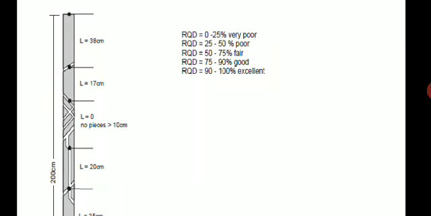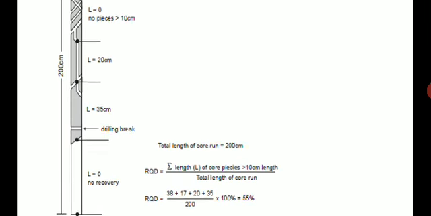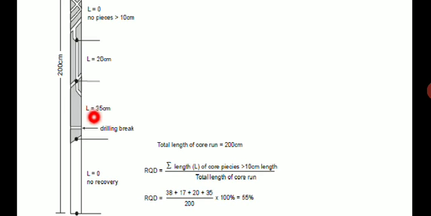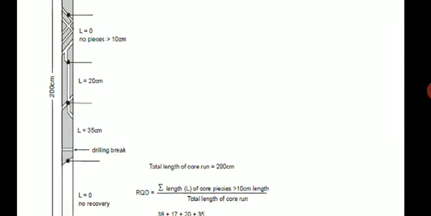Which are more than 10 centimeter? The first one is 38 centimeter, the second one is 17, so both are more than 10 centimeter. Here L is equal to 0, so we should not consider this. Then here L is 20, so we can consider that. Then here the length is 35 centimeter, and again here L is 0.